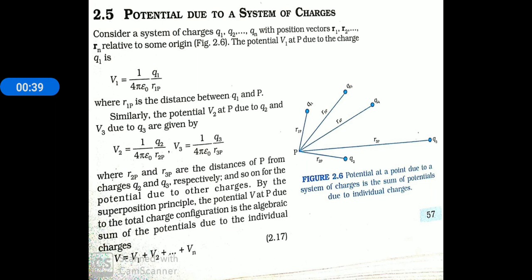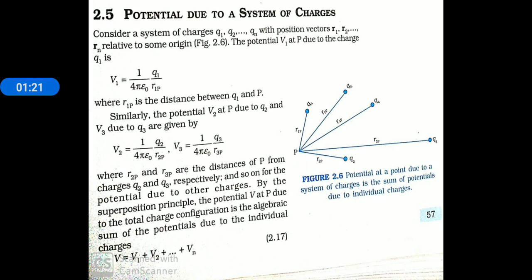For this, consider a system of charges q1, q2, q3, qn with position vectors r1, r2, r3 up to rn relative to some origin as shown in the figure. Now, the potential V1 at point P due to the charge q1 will be given by the expression V1 is equal to 1 upon 4 pi epsilon naught q1 upon r1P, where r1P is the distance between q1 and P.